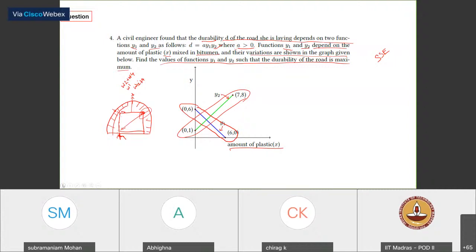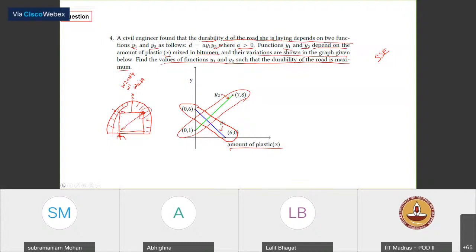Can I add something here? Yeah, sure. It's like that where these two lines are intersecting, that is the place where the maximum amount of plastic has been got into the process. That is what I assumed and I solved it. That is the vertex point.